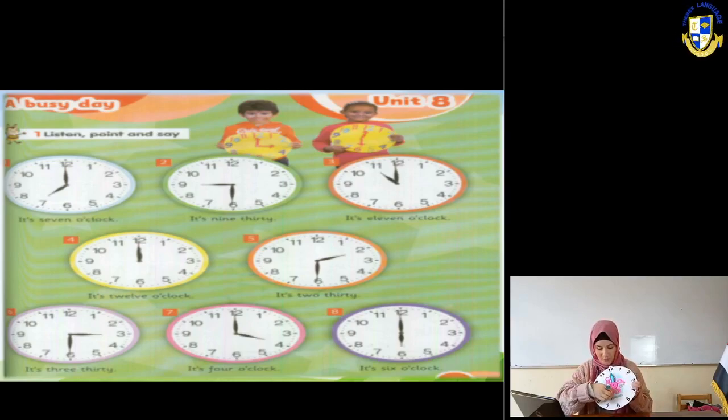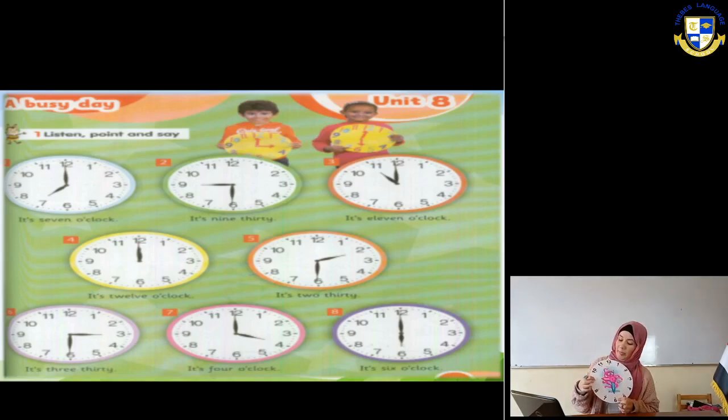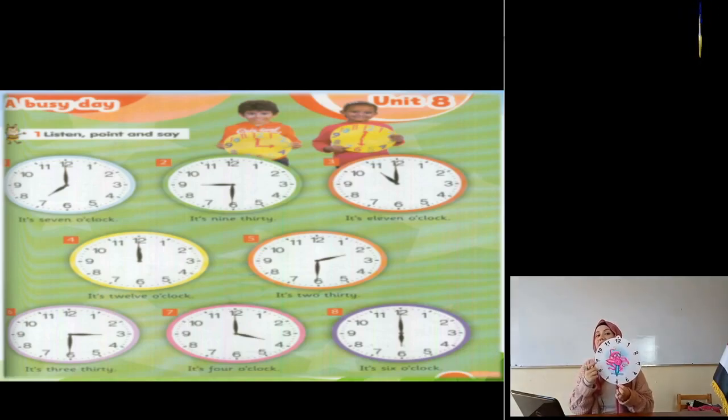Number 2, the short arm is on 9 and the long arm is on 6. So let's say the number of the short arm first. It's 9 and it points down. It will be 30. It's 9:30. What about this? It's 9 o'clock. And like this, it's 9:30.